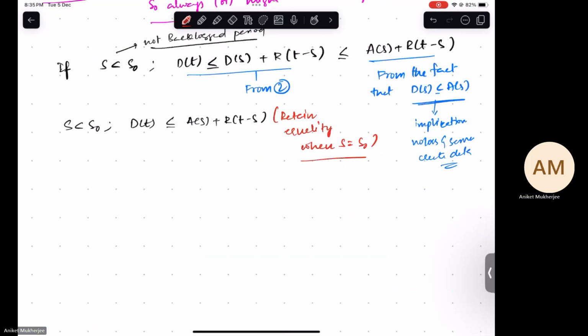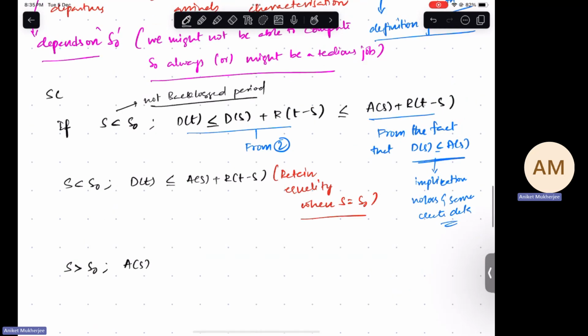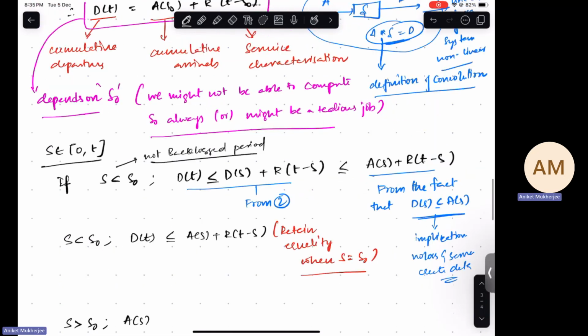Okay, let's take the case when s is greater than s0, right? So s is greater than s0, but it is still less than t. So s is a variable which goes from 0 to t. So let me make that clear before. So s belongs to 0 to t. It doesn't go more than t, but you have an s naught, which is the starting backlog period if you know your time t, right?